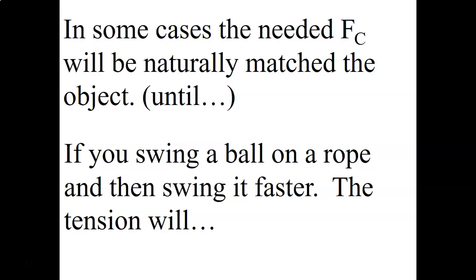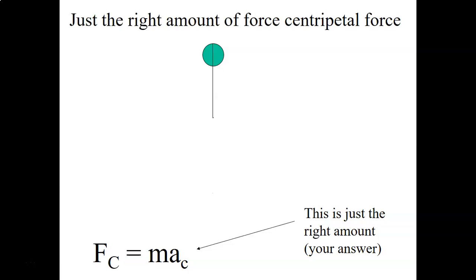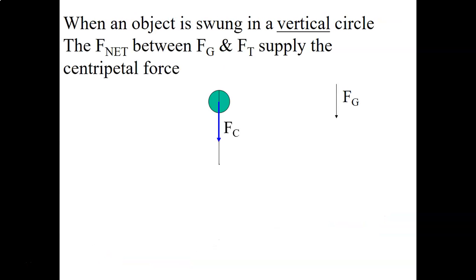In which case, that object is no longer going to be undergoing uniform circular motion. It's going to be traveling in a straight line path until another force acts upon it. So if something has just the right amount of centripetal force, it'll travel around in uniform circular motion, basically in a circular path at a constant speed.